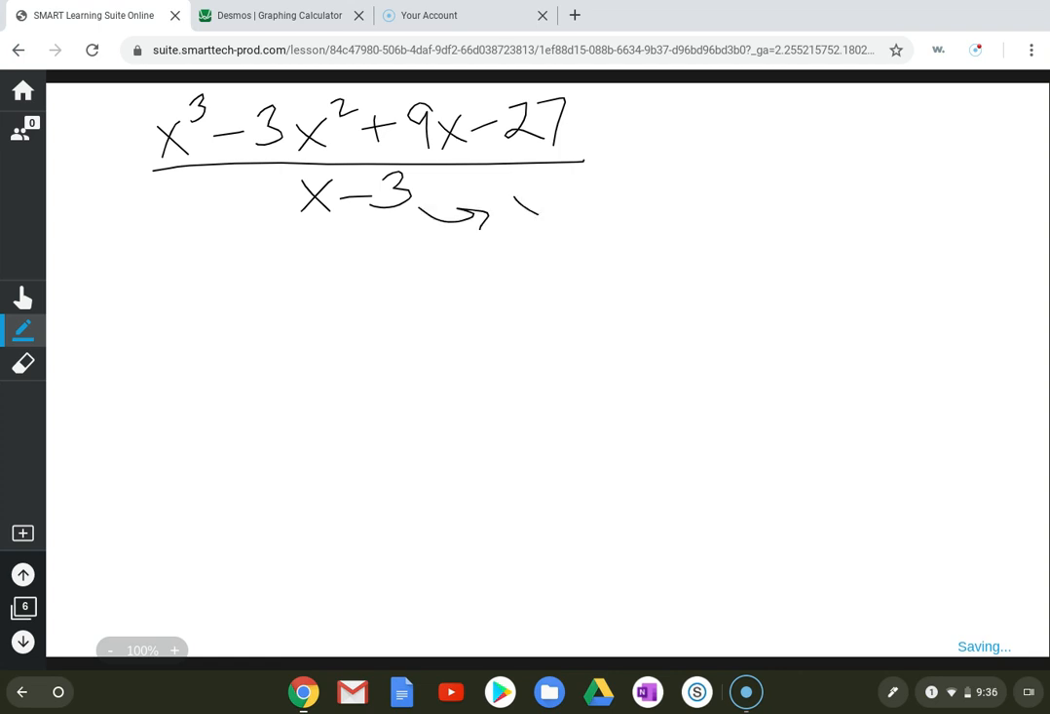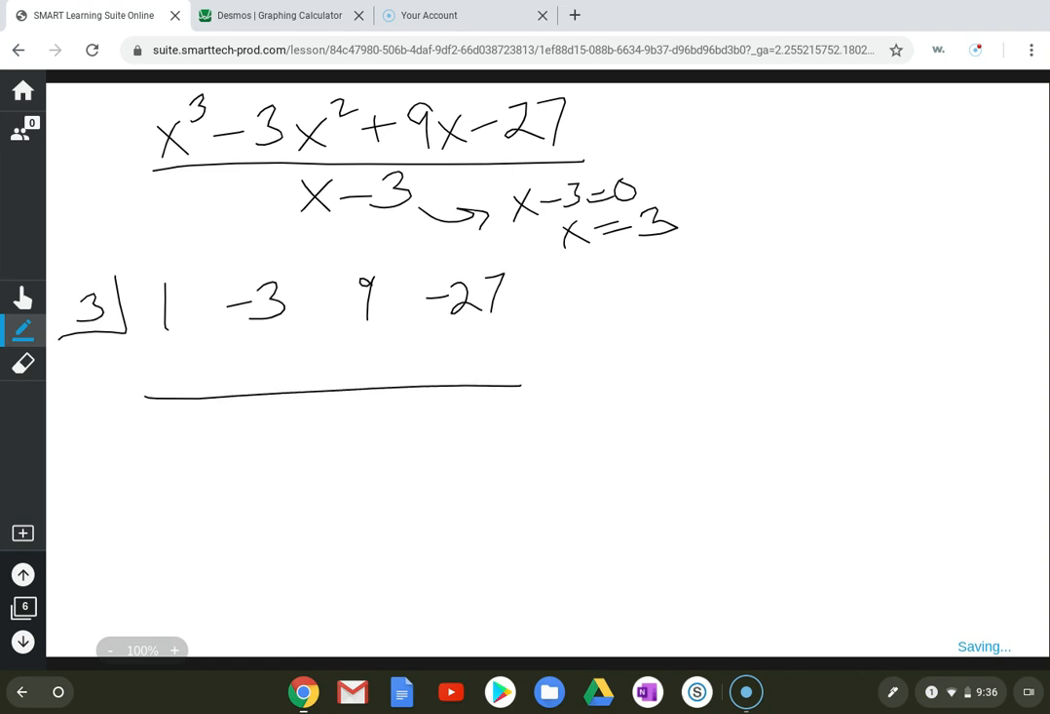So I'm going to set x minus 3 equal to 0. I get x equals 3. I put that in my corner bracket. I bring down my coefficients. Leave a little space, draw a bar.